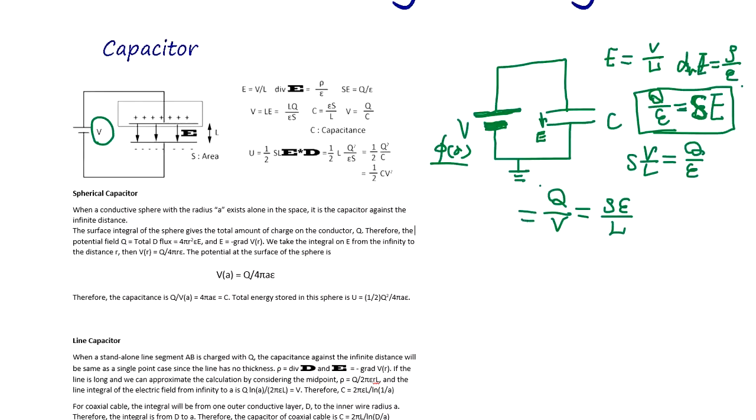And the definition of capacitance is the total charge over V, right? So this is the definition of capacitance. The capacitance is proportional to the area. The larger the area, the bigger it is, and the larger the dielectric constant, the larger it is. But the larger the distance L, the smaller the capacitance. If you put these plates close together, then the capacitance is larger.